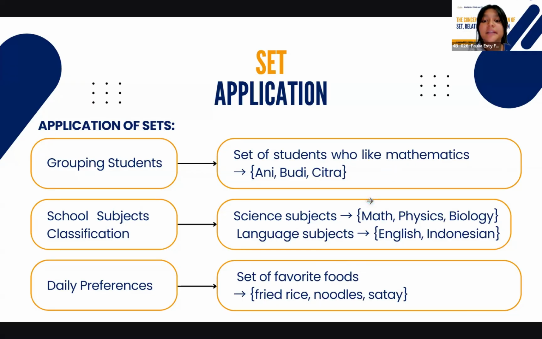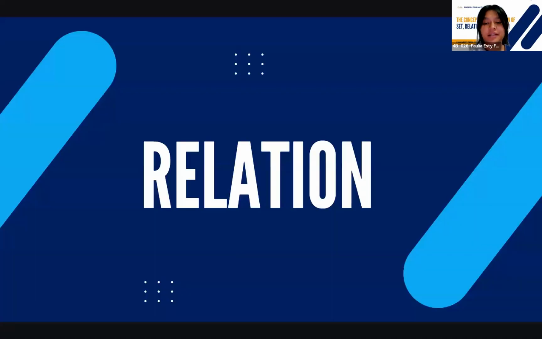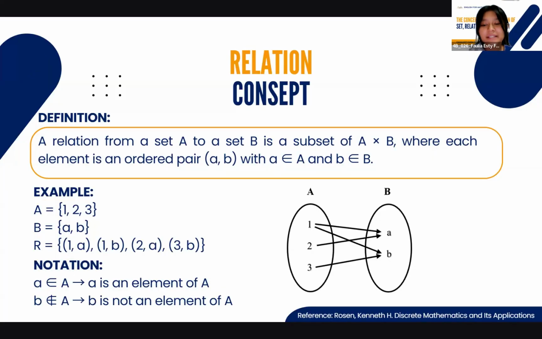Now, what if you want to connect one set to another? That we will learn next. Relation. A relation from a set A to a set B is a subset of A × B, where each element is an ordered pair (a, b) with a in A and b in B.